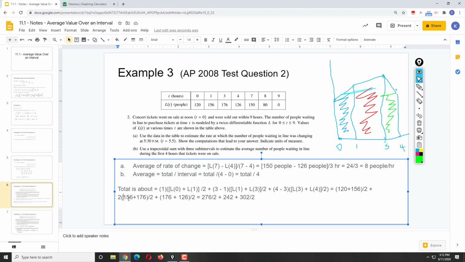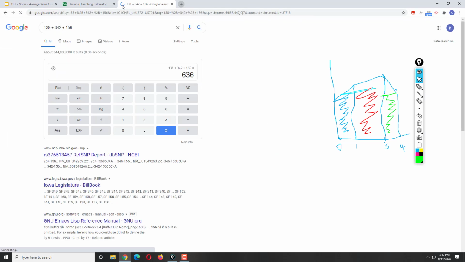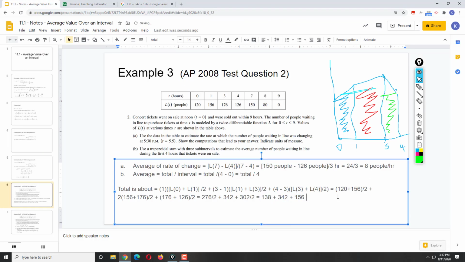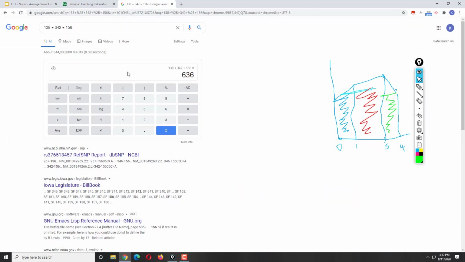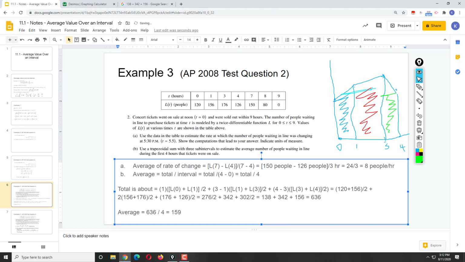Sorry, for the second one, 156 plus 176 is not 242, it's 342. That gives us 138 plus 342 plus 156. Now let's just use a calculator for this part. And Google gives us 636. And then the average has to be 636 divided by 4. We can use a calculator for that, which gives us 159. So that's the estimate for the average number of people waiting in line.